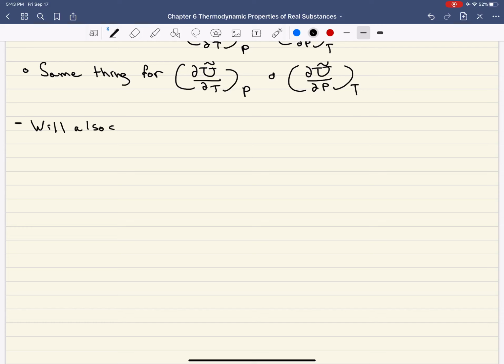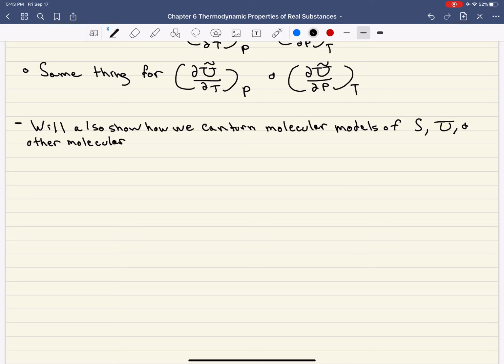is we're going to show how we can turn molecular models of S, U, and other kind of abstract molecular properties, things we can't see with our eyes, and how we could mathematically transform those into properties that we can measure, like pressure, volume, into functions of things like pressure, volume, and temperature. Okay?